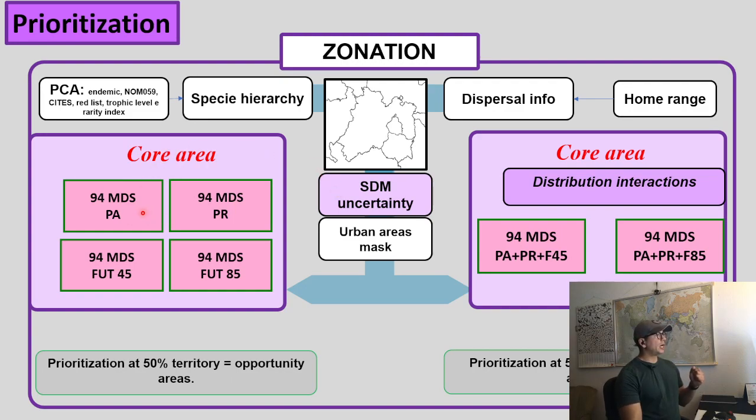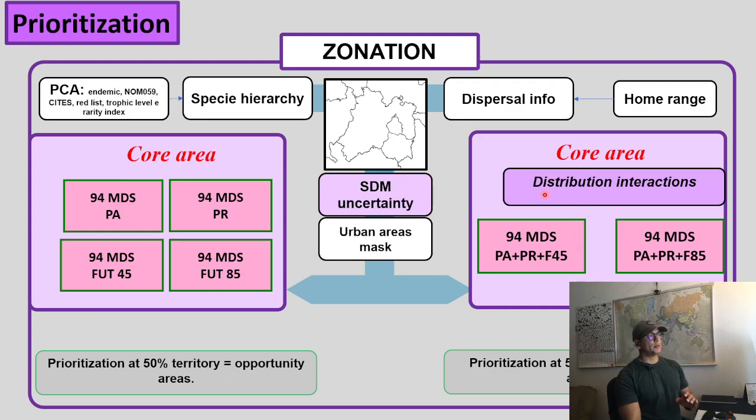Now, I did this prioritization in two sets. One is by each one of the time periods by themselves, meaning past, present, and this future scenario. Originally I did this, but I'm not doing it right now for the sake of this exercise. So we are working only with RCP 8.5.